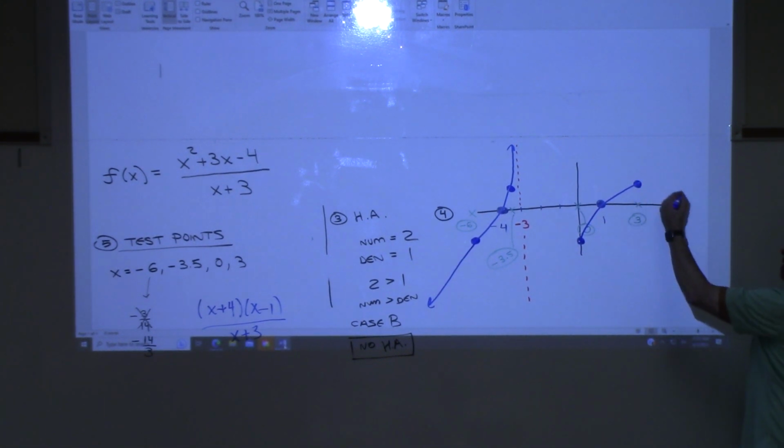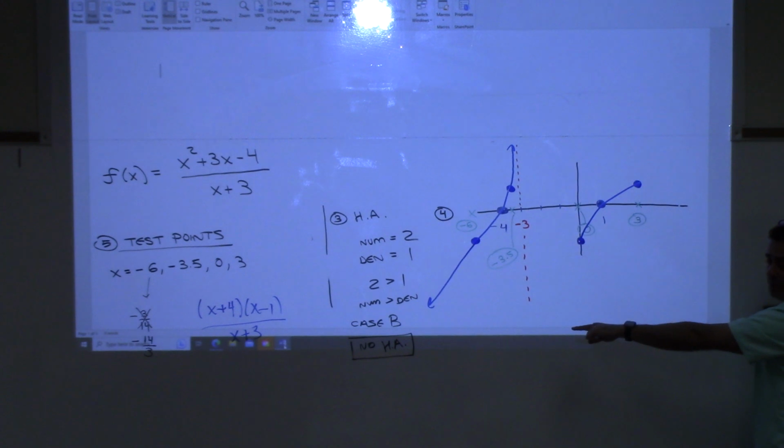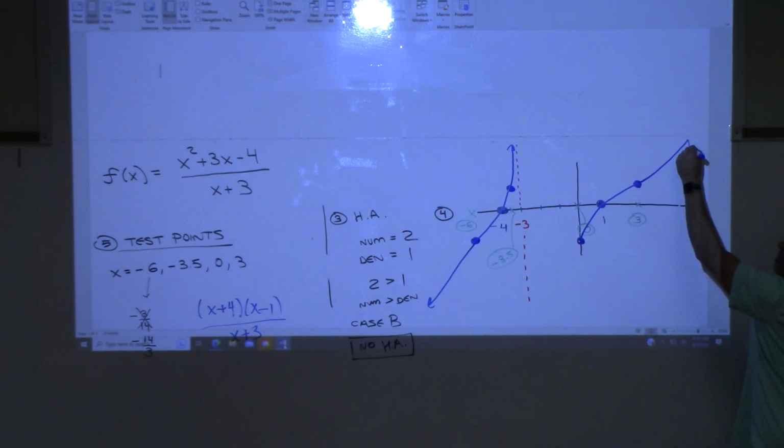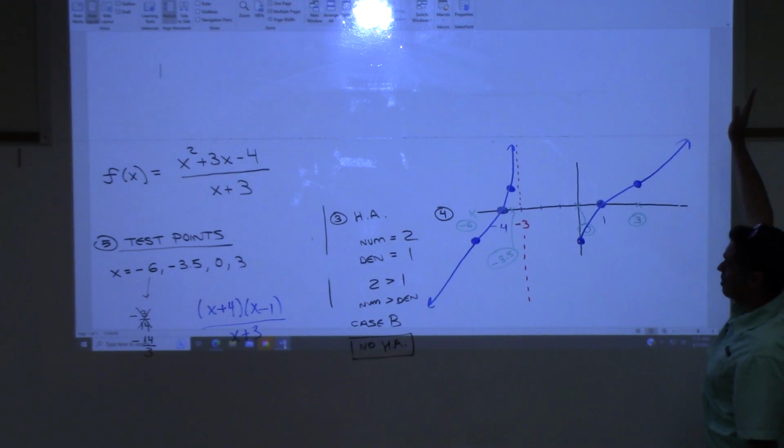Why can't it turn back? Can't cross the x-axis. Why doesn't it flatten out? Because we said there's no horizontal, right? No magnet. So that means it must go up, so it turns up. The arrow implies that that just keeps going up.